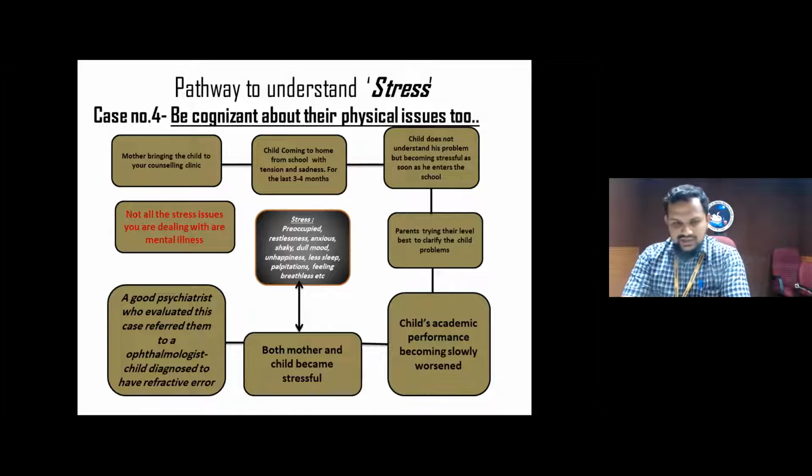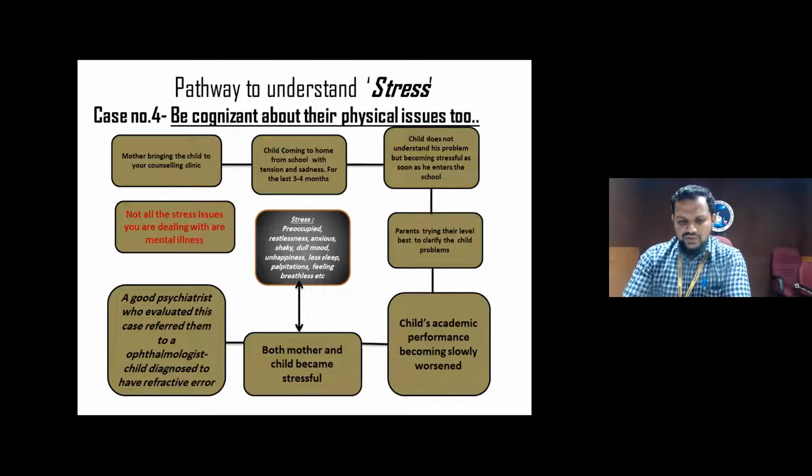And case number 4. A mother brings the child to your counseling clinic. The child comes home from school with tension and sadness for the last 3 to 4 months. The child doesn't understand his problem, but becomes stressful as soon as he enters the classroom or school. But he or she was a good student academically before 4 months. The parents try their level best to clarify the child's problem, but both mother and child became stressful, and the parents were unable to understand what is going on. The child's academic performance is slowly worsening, and the emotional state is also a little bit affected at home.